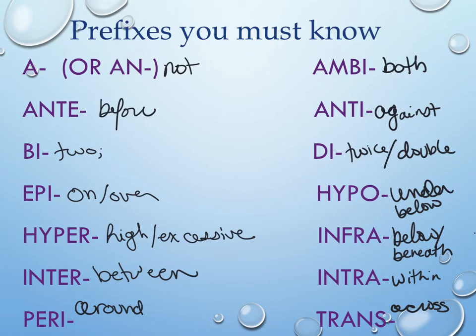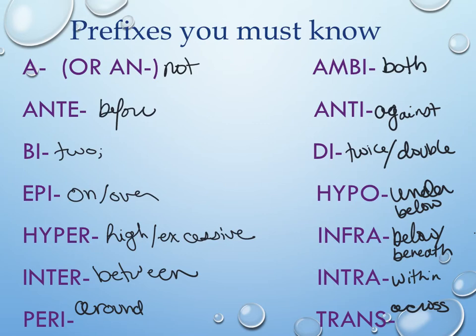Hyper and hypo are two that you likely are familiar with already. Hyper means high or excessive. It's like if someone has high or excessive energy, we might call them hyper. Hypo is the opposite of that, under or below something. So you're hypoglycemic, low blood sugar, for instance.